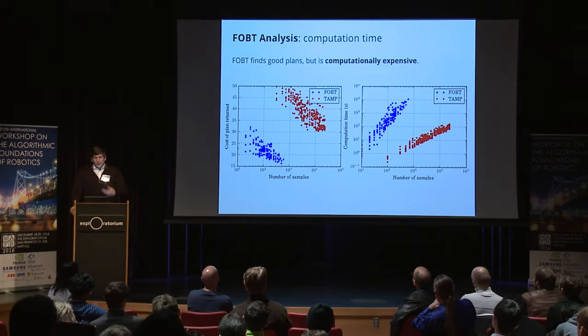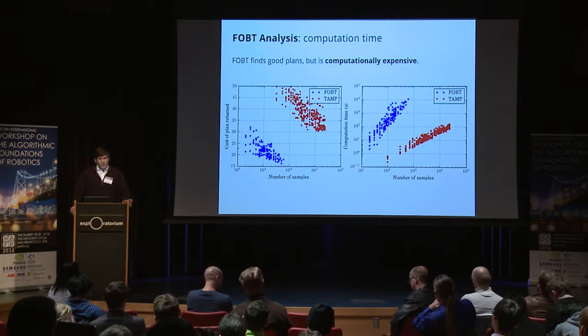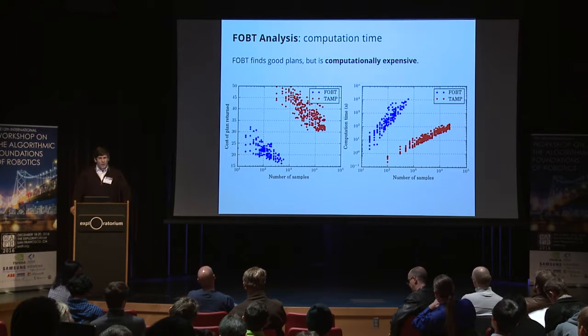So we did some quantitative experiments on this. This is the same planning problem run many different times with only two things changing. One is the random seed that we use to generate samples, and the other is the number of samples that we collect on each orbit.